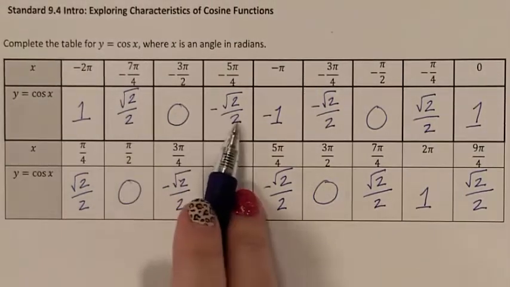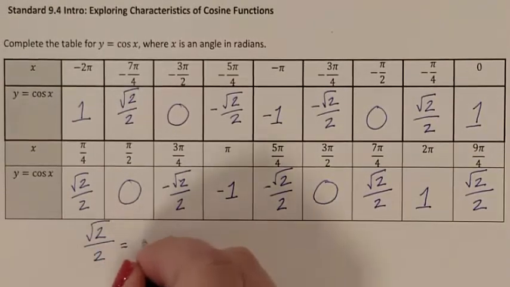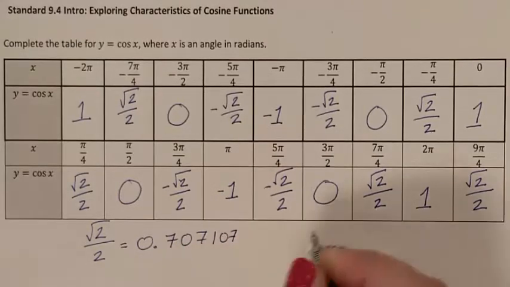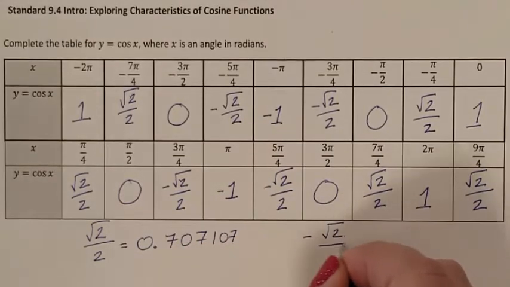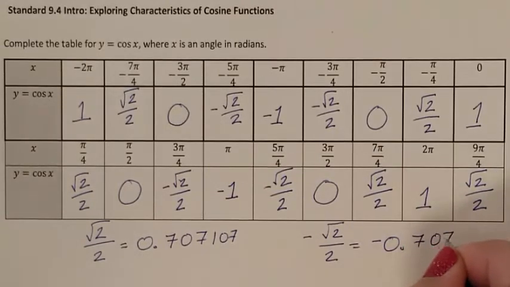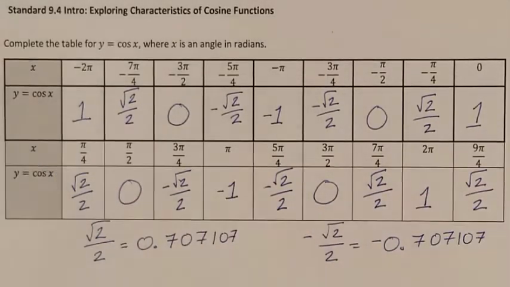Now, so that I can be able to graph these, I need to know what the square root of 2 over 2 is. And that is 0.707107, which means negative square root of 2 over 2 is negative 0.707107. And now my next job is to graph these.